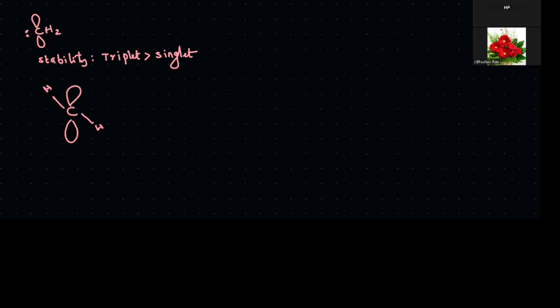Next, the carbon has another orbital with a lone pair only. I am explaining about the lone pair. That lone pair is present in the same orbital with opposite spin. This kind of representation is called singlet. This one is singlet carbene. Next, if you take another carbon, that is the triplet condition.